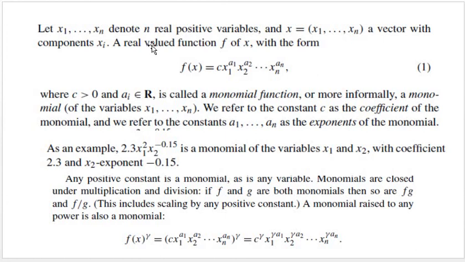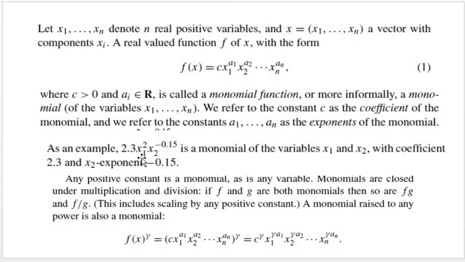Monomial function. Let x1 etc. xn denote n real positive variables, and x equal to x1 etc. xn is a vector with the components xi. A real valued function f of x with the form c x1 raised to a1, x2 raised to a2 etc. xn raised to an, where c greater than 0 and a element of R is called a monomial function or a monomial.